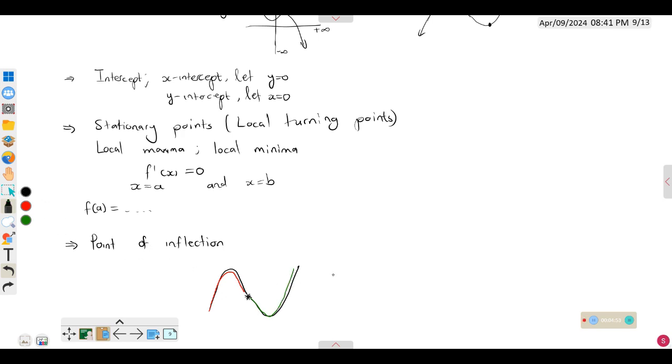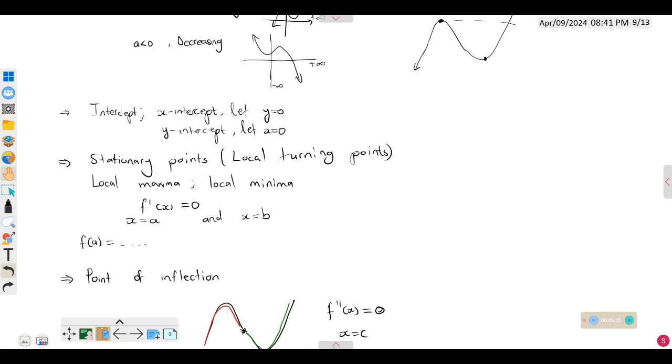And in order for you to get that point, you will take the cubic function and differentiate it for the second time. Then you equate to 0. It will give you the x coordinate, let's call it c. Let's say you get x equals c. You will then go back to the original function and find f of c, right? So that's everything you need.